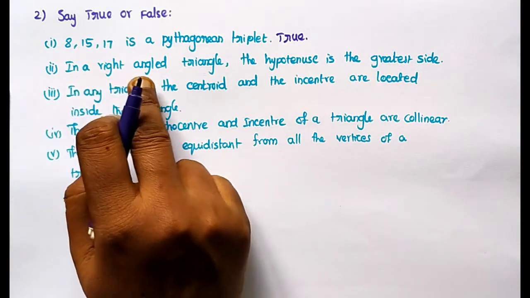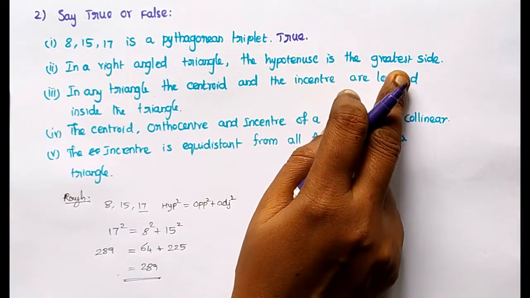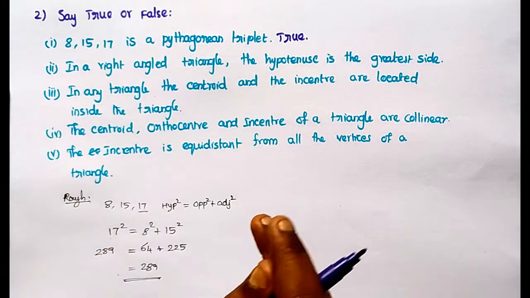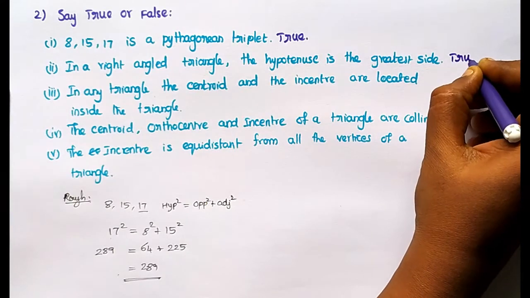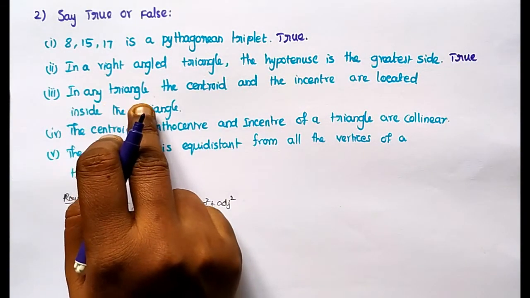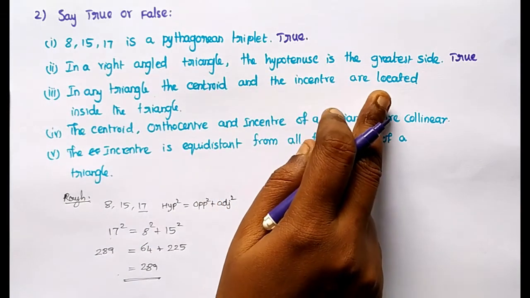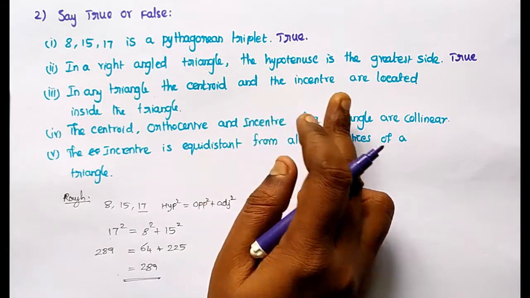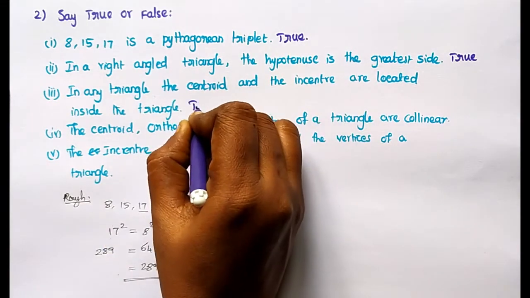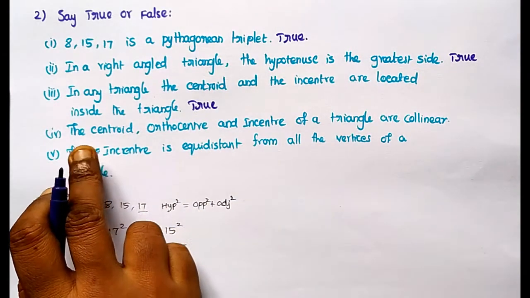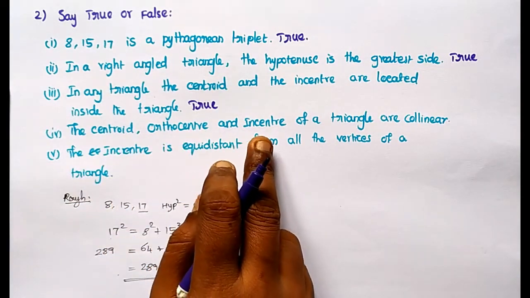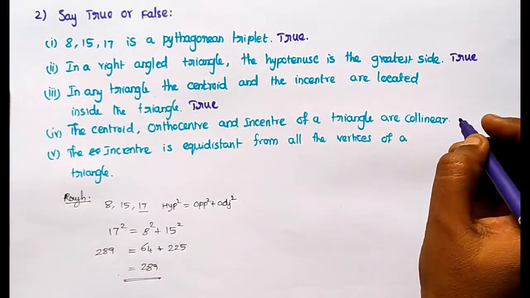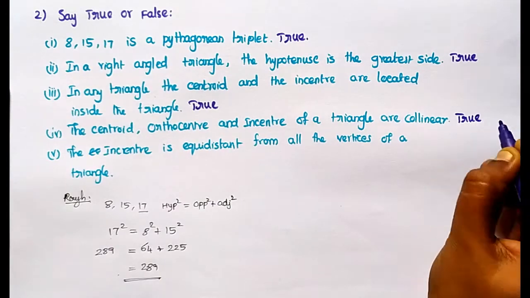Next one, in a right angled triangle, the hypotenuse is the greatest side. Is it true? Yes. Hypotenuse is the longest side in a right angle triangle. That is also true. Next one, in any triangle, the centroid and the incenter are located inside the triangle. Centroid is inside the triangle and incenter also inside the triangle. So it is also a true statement. Next one, the centroid, orthocenter and incenter of a triangle are collinear. Yes, it is also a true statement.